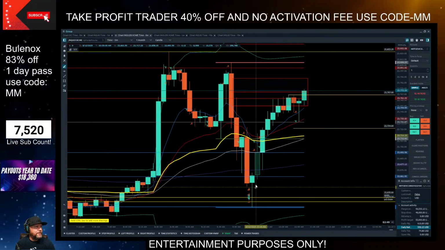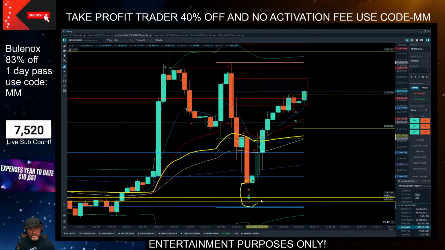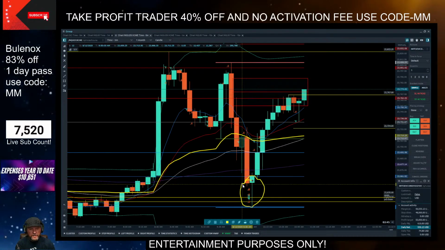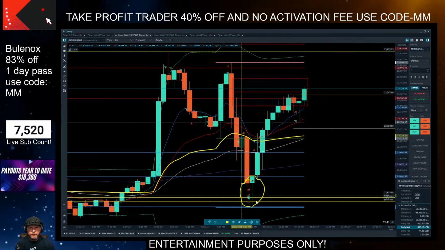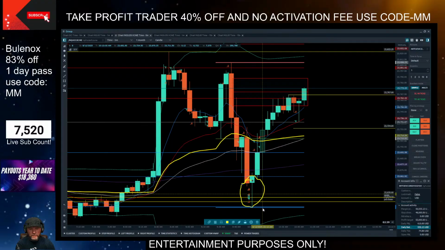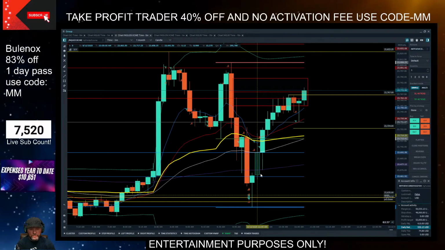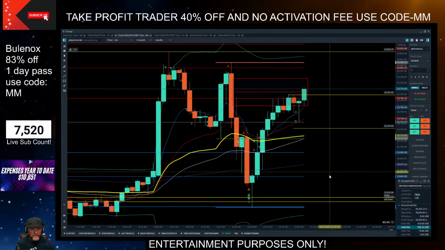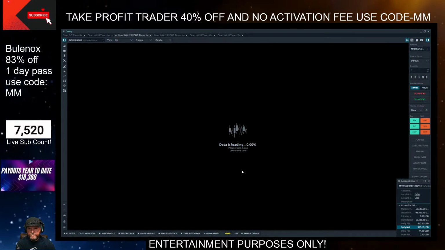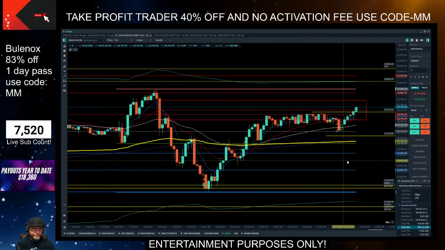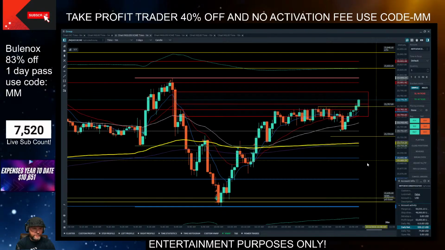It's funny you say that because a lot of times you look at this level, and this level is the bottom of the pullback. Not necessarily the low of day, but a lot of times these levels are the bottom of the pullback. You just don't know that at the time, right? You don't know that at the time.